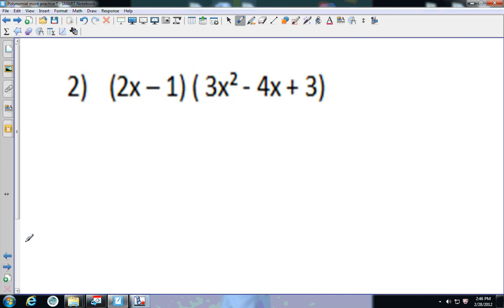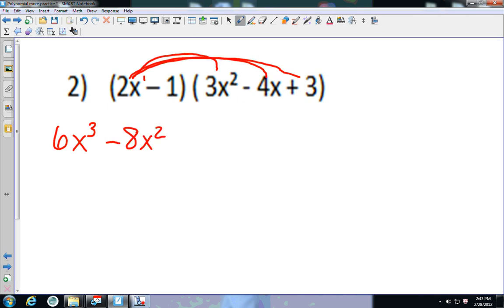Next one. Again, you can pause the video and see if you can come up with the right answer. You can multiply each one of these right here. So I'll do it this way, and then I'll go back to the box. But I've got 2x times 3x squared. 6x to the third. Remember, this has a 1 there, and you're adding the exponents. I have 2x now times negative 4x. Negative 8x squared. 2x times 3 is plus 6x.